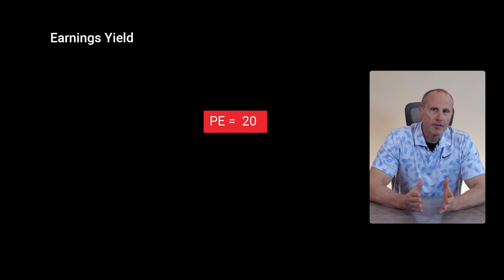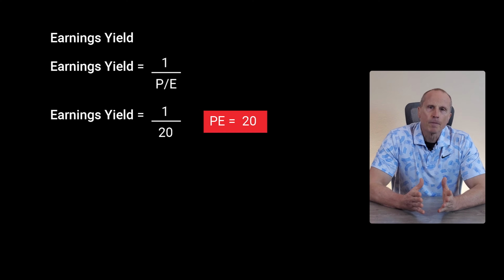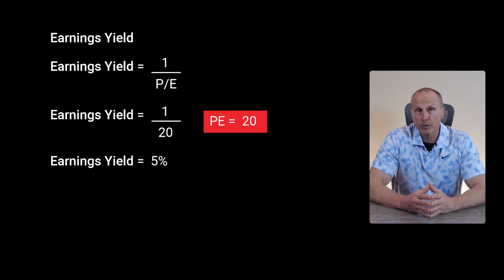Another way to think about this is it gives us what's called the earnings yield of a company. The earnings yield is simply the inverse of the PE ratio. For example, if you have a PE ratio of 20 for a stock, its earnings yield is simply 1 divided by 20, or 5%. Now, you don't actually need to do all these calculations yourself.